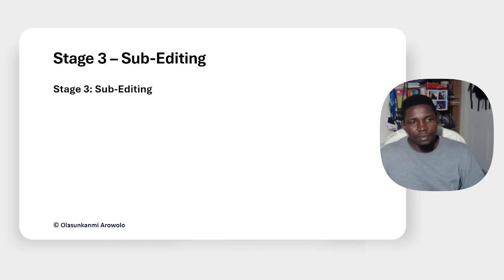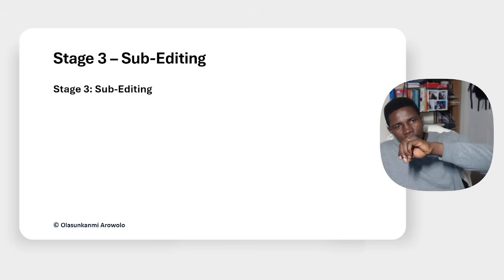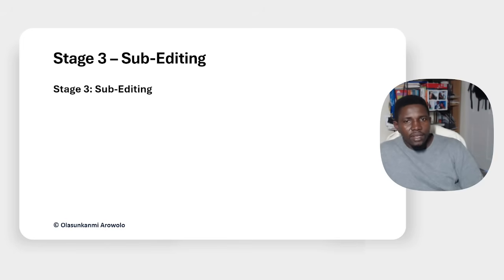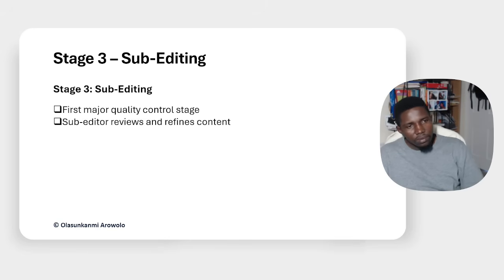Let's take a look at stage three, which is sub editing. Remember, the reporter gathers, writes, then sub edit. Meaning, in the news flow, we have the reporter, sub edit, edit, and then publication. So the first major control stage is the sub editing stage. This is followed by the editing stage. So the sub editor reviews and refines content.